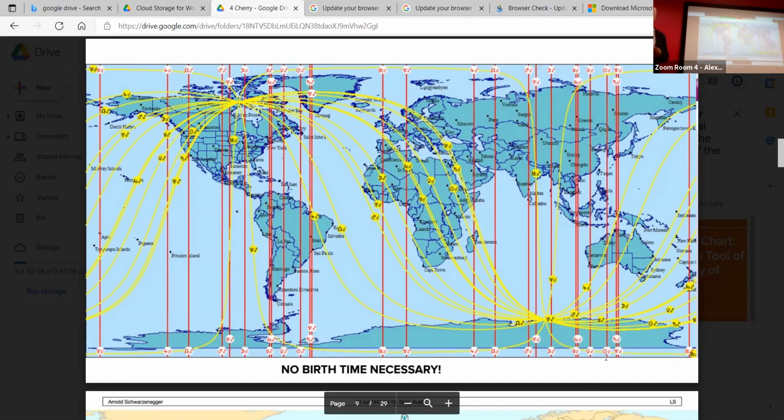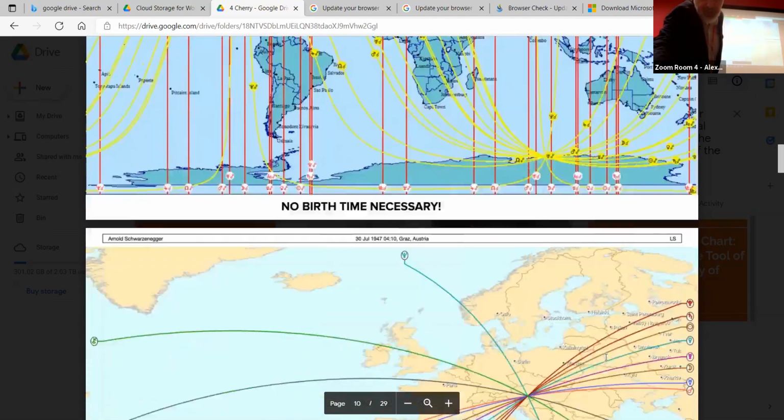But it's just another look. It's like you can use progressions, or you can use directions, and they will give you different views of what's going on in the person's life. So this was geodetic projection.